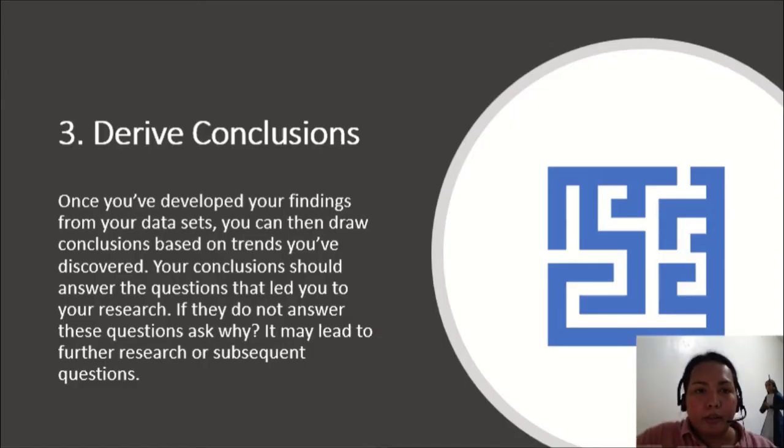So the third step is to derive conclusions. Once you've developed your findings from your data sets, you can then draw conclusions based on trends you've discovered. Your conclusions should answer the questions that led you to your research. If they do not answer these questions, ask why. It may lead to further research or subsequent questions.